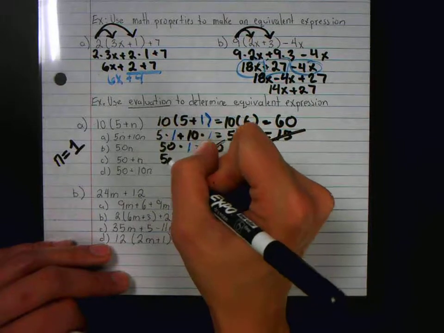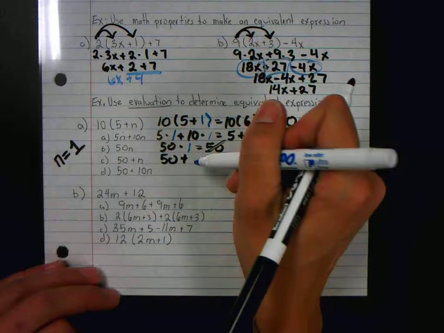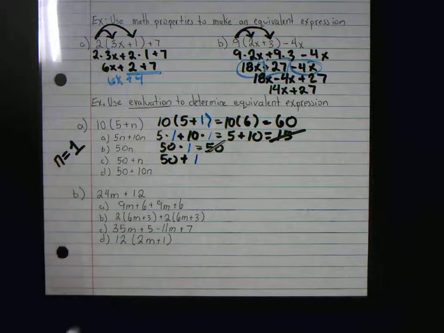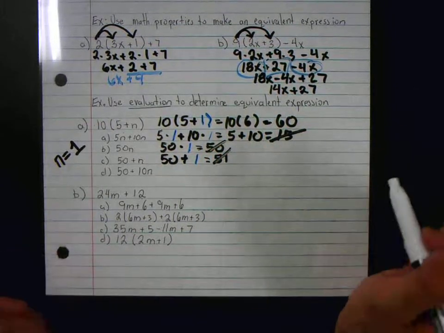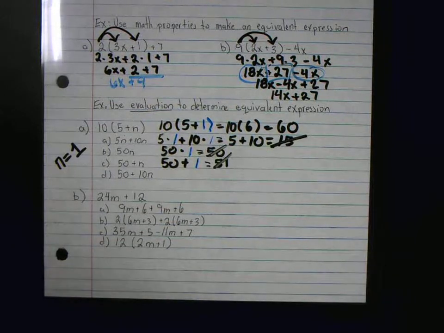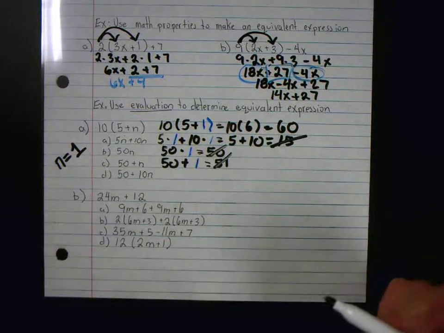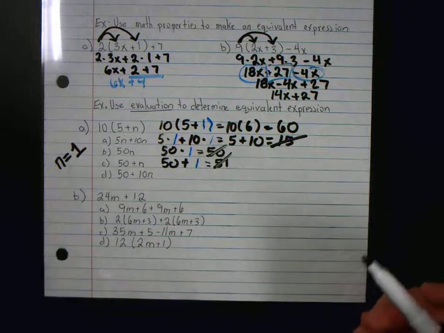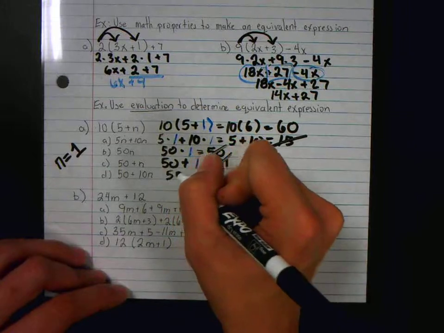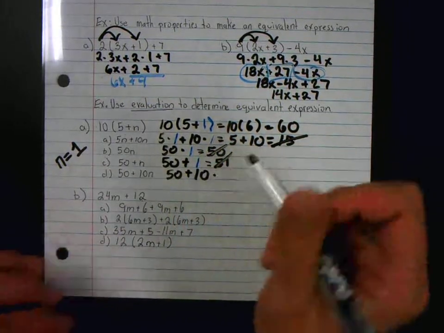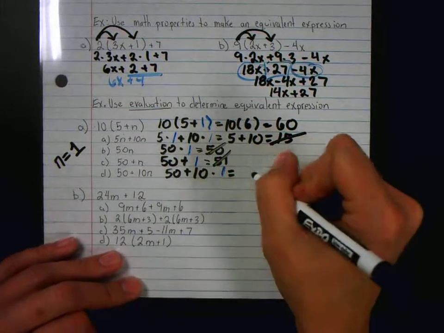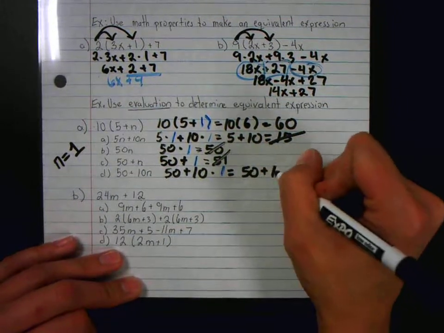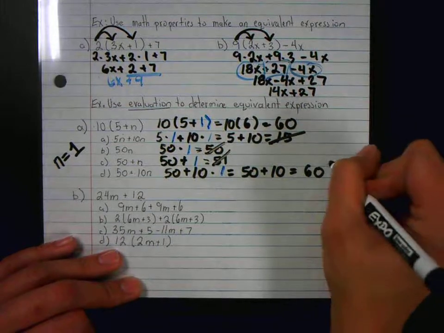50 plus, what are we going to plug in for n? 1. 50 plus 1 is 51. 51 is not 60, not an option. So you'd like to think, oh, Miss Grant, D hasn't been picked yet. D's got to be it, so I'm just going to circle D. You want to make sure that that's actually the correct answer. So we have 50 plus 10 times, instead of n, we're going to put 1. So we have 50 plus 10 times 1 is 10. 50 plus 10 is 60. Woohoo! 60 wins, so yes, it is D.